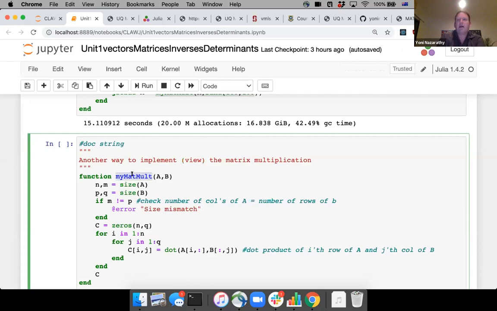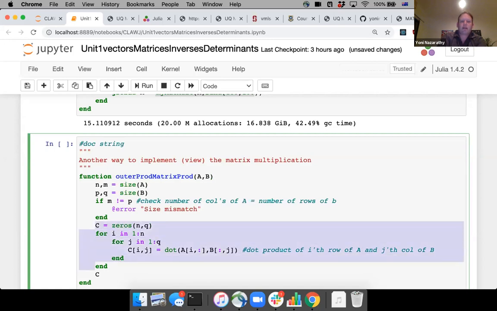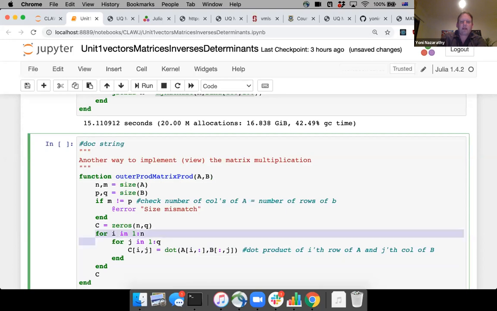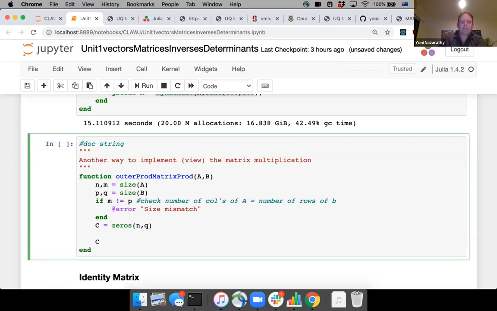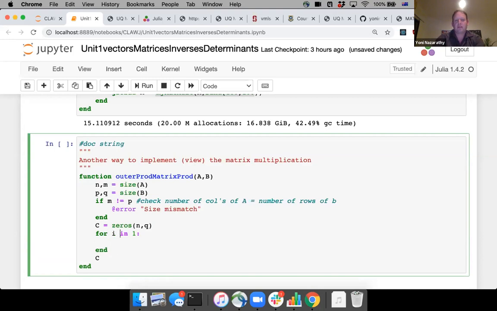Okay, all right, so this is outer prod matrix prod. What does it need to do? This is just error checking. We've got our N by M, P by Q, and we want to check that M is P. So C is N by P. What are we going to loop on? How many summands did we have in this outer product representation? M. So we loop on M.